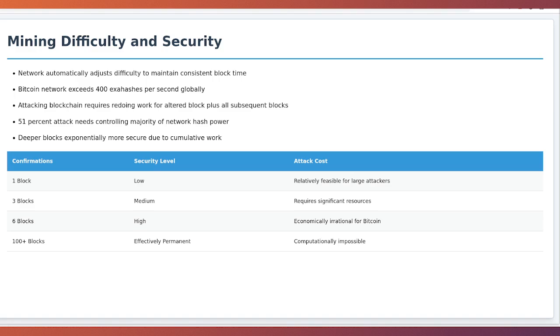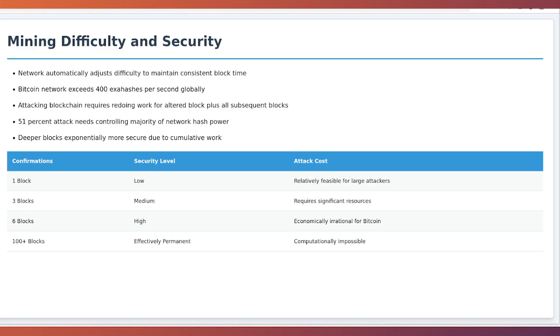To put this into perspective, if you wanted to attack the Bitcoin blockchain and rewrite history, you'd need to redo the proof of work for the block you want to change and all subsequent blocks, and do it faster than the rest of the network is adding new blocks. With the current difficulty and hash rate, this would require controlling more than half of the network's computing power, an attack scenario known as a 51% attack.